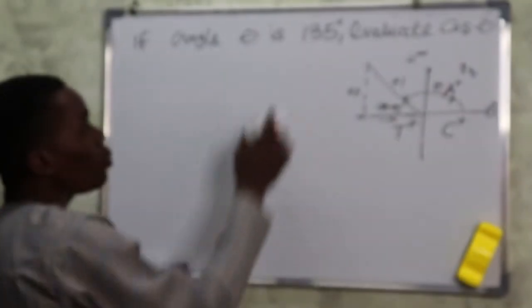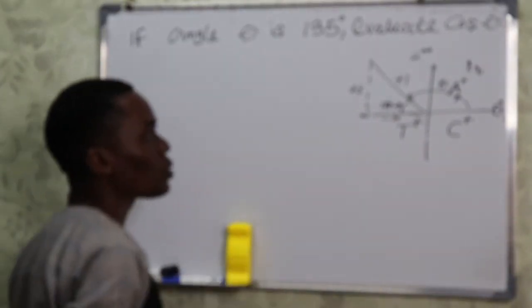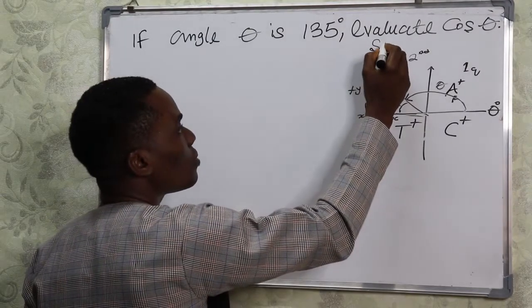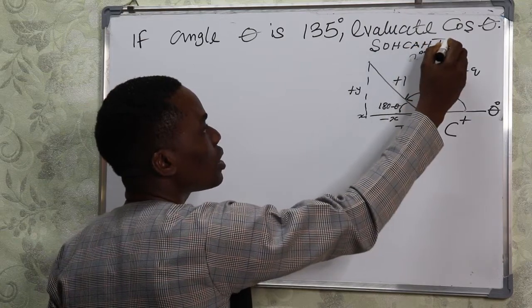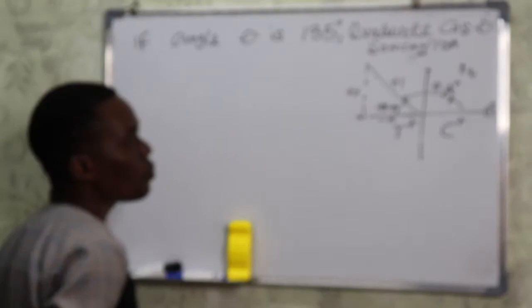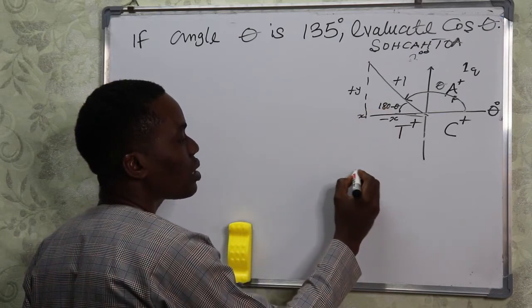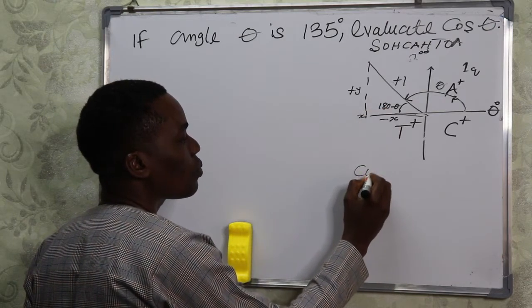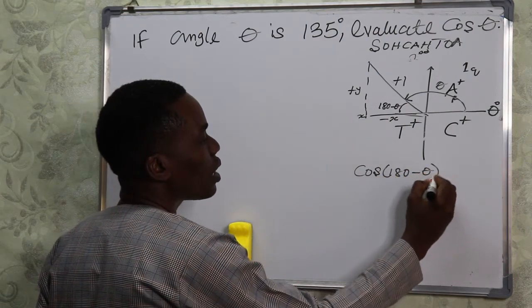Now if we go about looking for, remember they say you should evaluate what? Cos theta. Now cos in every value, remember your SOHCAHTOA, all in what? In trigonometry. Now cos is adjacent over hypotenuse. Now if we are looking for the cos of this angle, cos of 180 minus theta, now we'll look at cos of what? Angle 180 minus what? Theta.